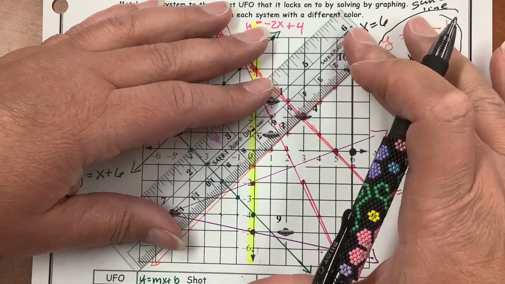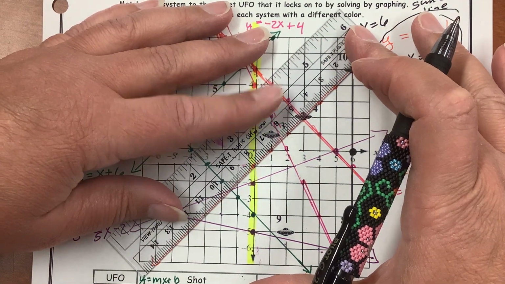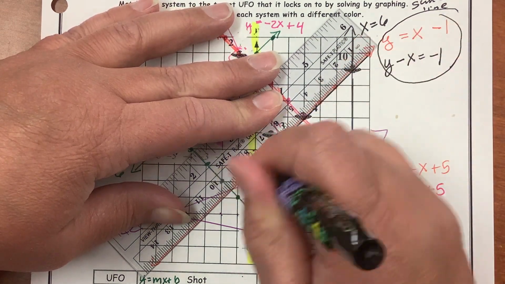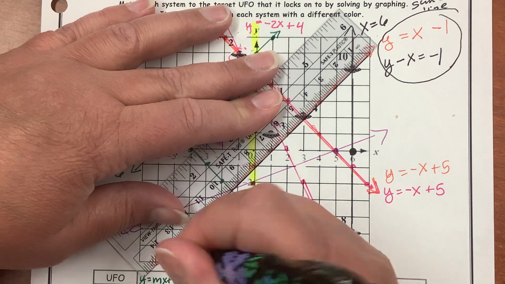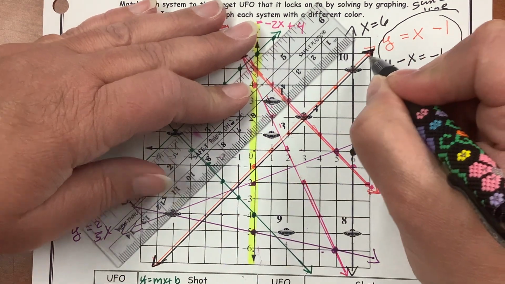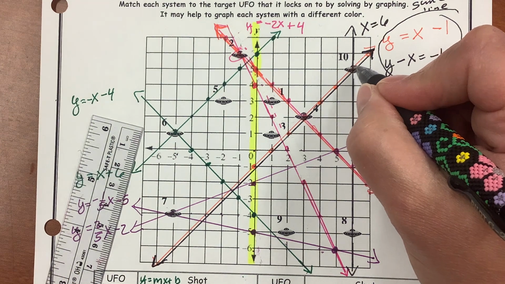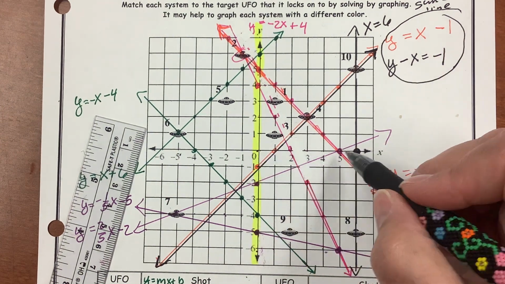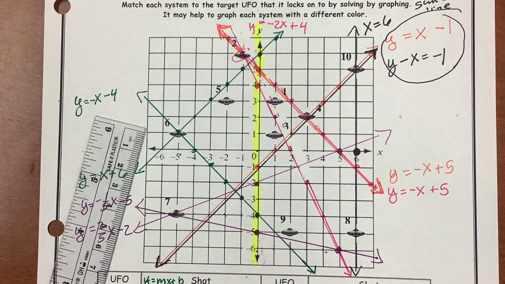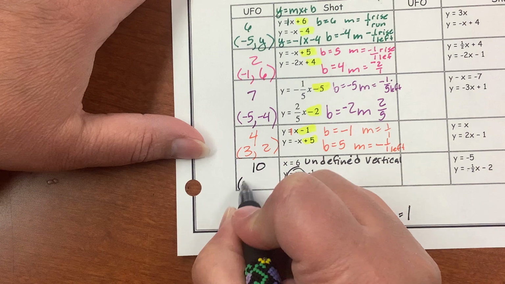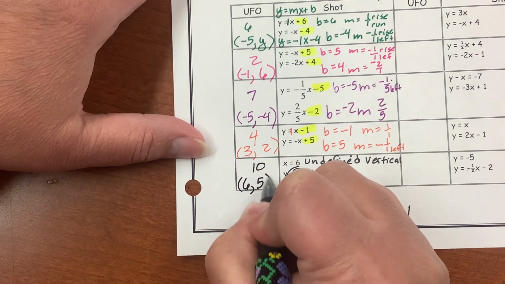So I'm just going to put my ruler right on top of this line. I'm going to go over it. Now don't make the orange line disappear, just put the black line right next to it. And look, they cross right here at number 10. So 10 is my solution. And the coordinates for 10 are 6, 5. So down here, put a 10, and the coordinates 6, 5.